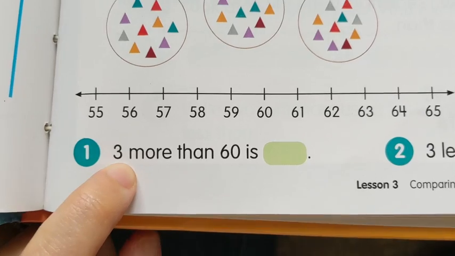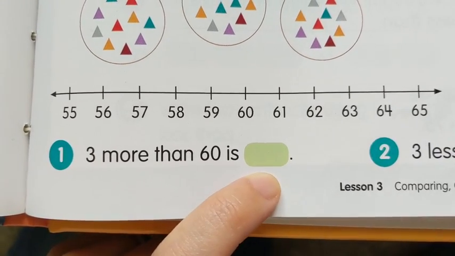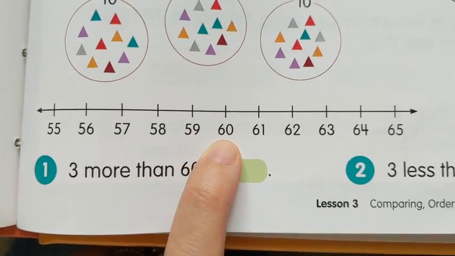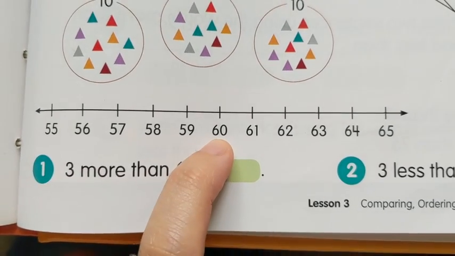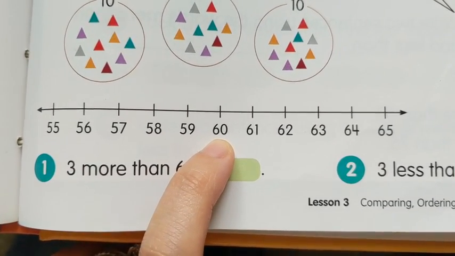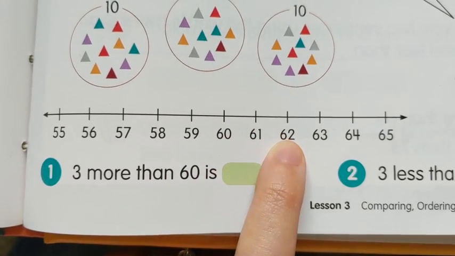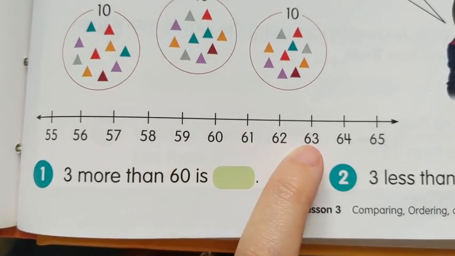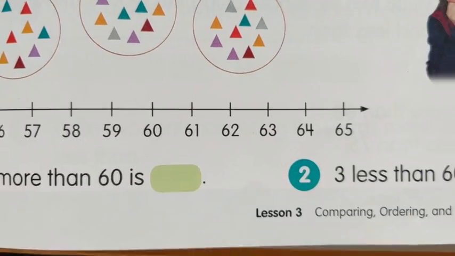So let's try this first problem here. 3 more than 60 is what? Well, if you start at 60 here and you want to find what's 3 more than 60, all you have to do is go 3 more. 1 more, 2 more, 3 more. 3 more than 60 would be 63.